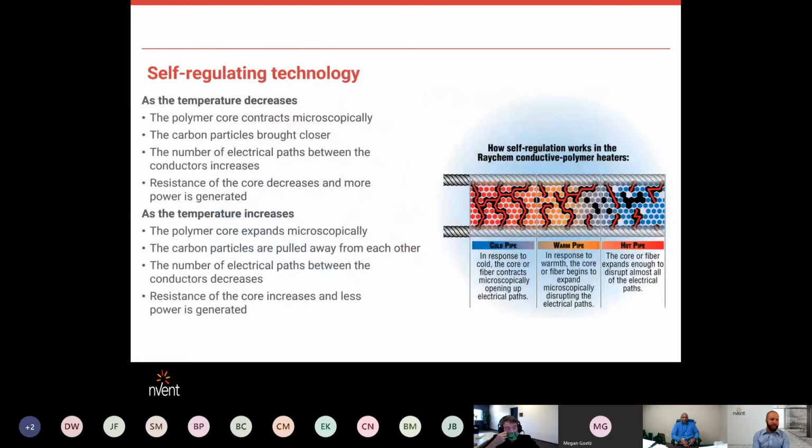I have a video that I like to play, but it doesn't work well doing this remotely, so I haven't been successful with that. What I'll do is send out a link directly to that video, which shows better than I can verbally explain how the self-regulating technology works. But in summary, with this little diagram that you see, the magic or the technology behind self-regulating cable is in the carbon polymer core.